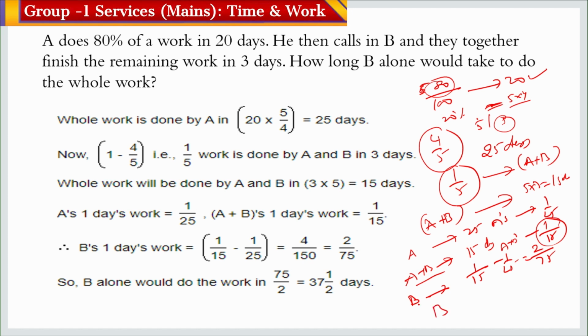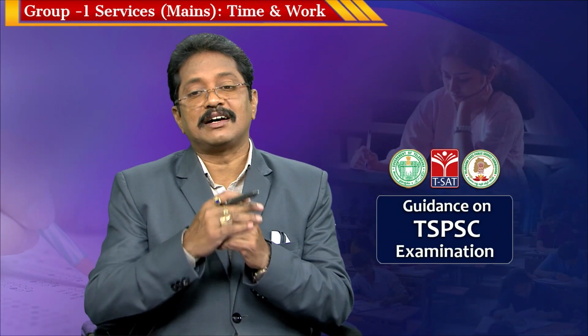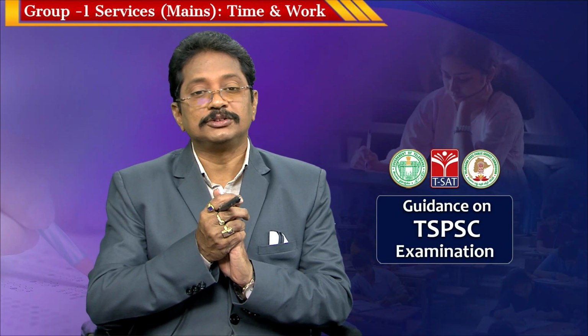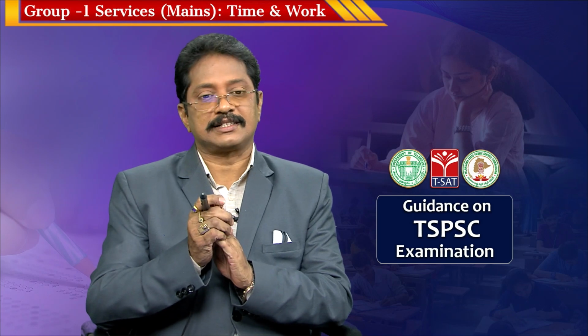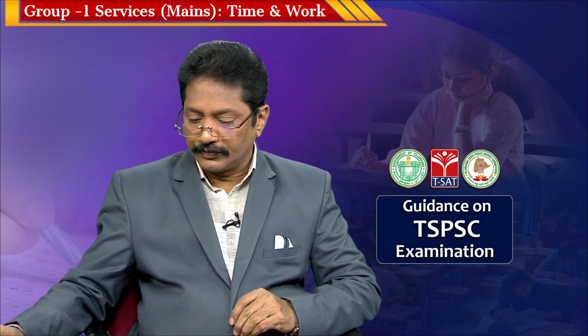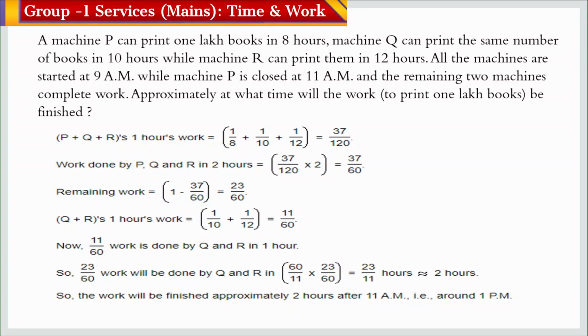So, B's work alone is 75 by 2, that is 37.5 days, clear. So, B can do the work alone in 37.5 days, clear. Okay. Now, we will see the next question.